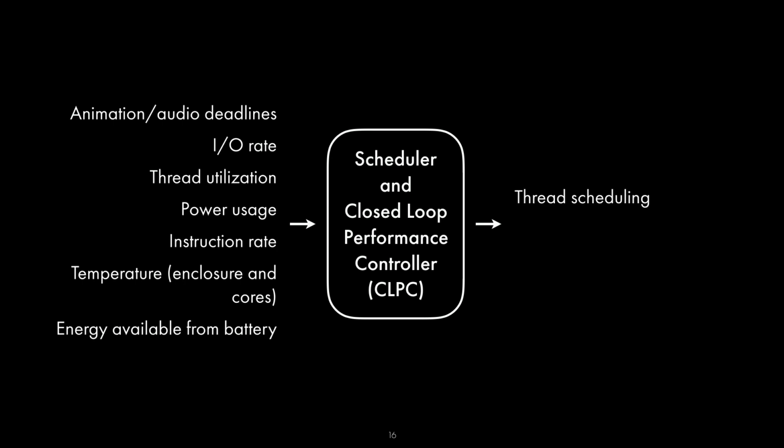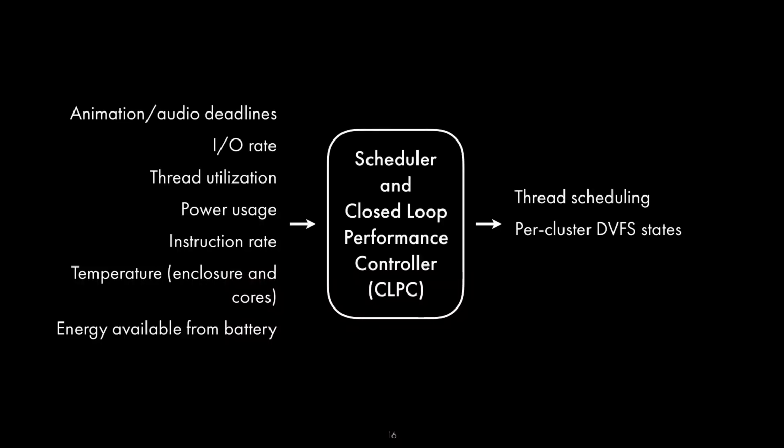And the results of this process are thread scheduling decisions, which means which thread gets put onto which core, how long does it last there, which cluster does it go on, and also DVFS states, so for the two clusters, what frequency are they running at?